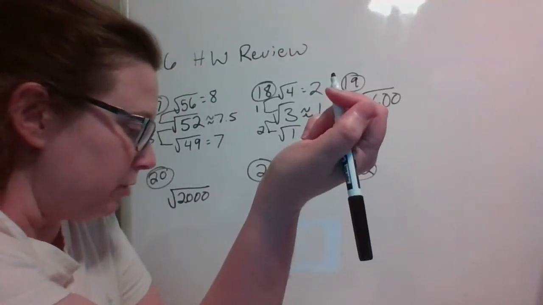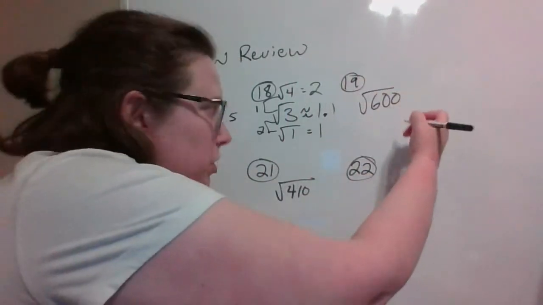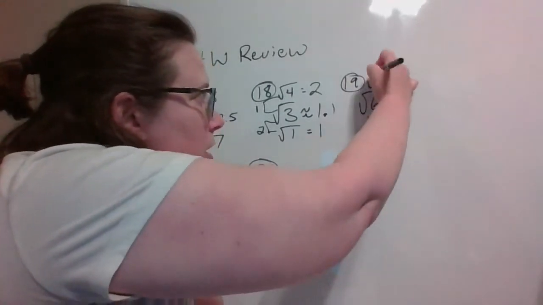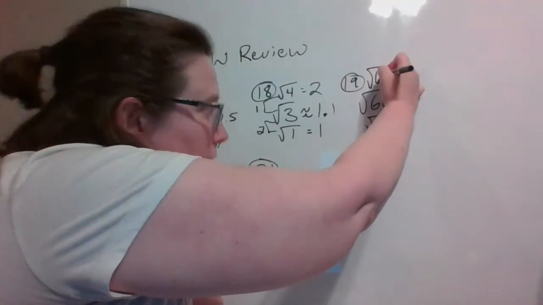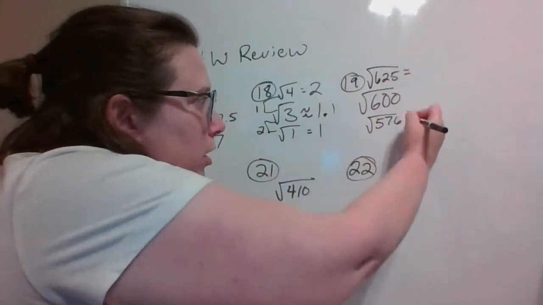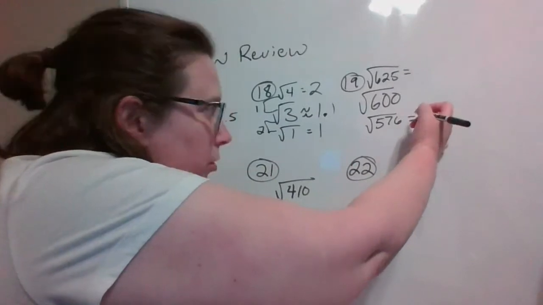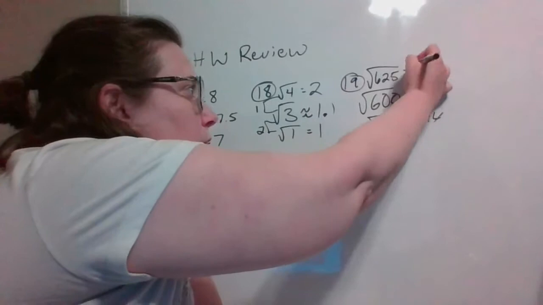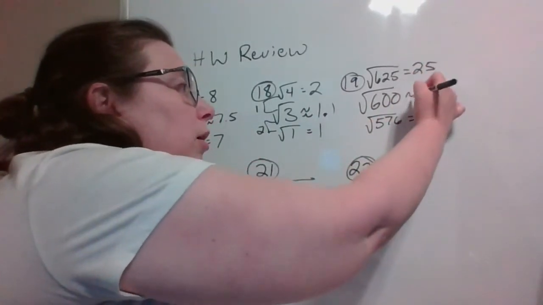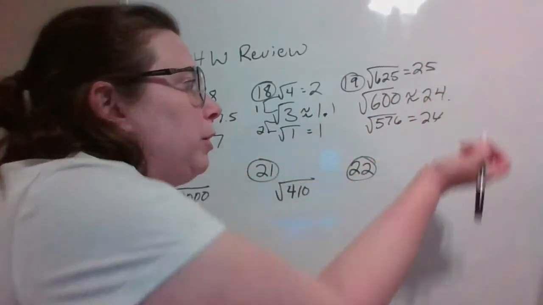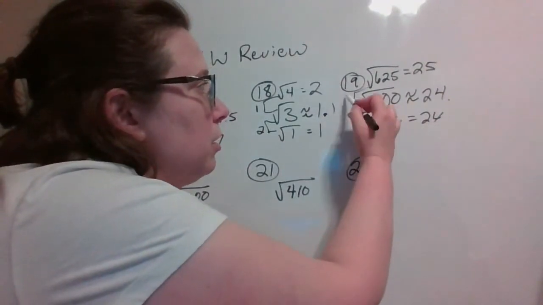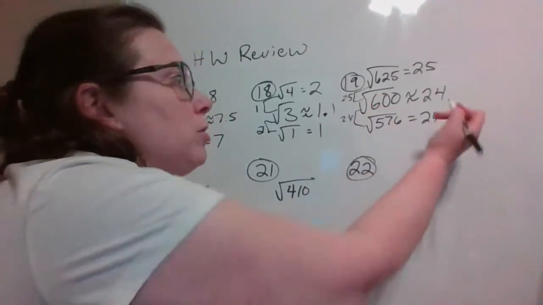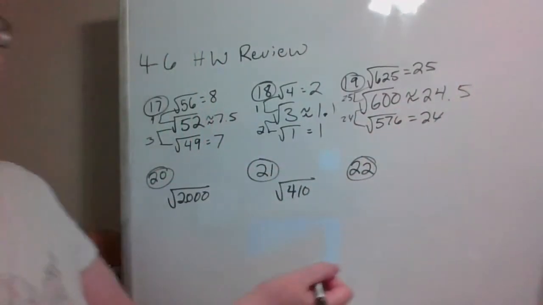19, the square root of 600 is between the root of 576 and the perfect square of 625, and the square root of 576 is 24. This is 25, and this would be about 24, and let's see, those are 25 apart, and these are 24 apart, so I'm going to go ahead and put a 5 there. 24 and a half.